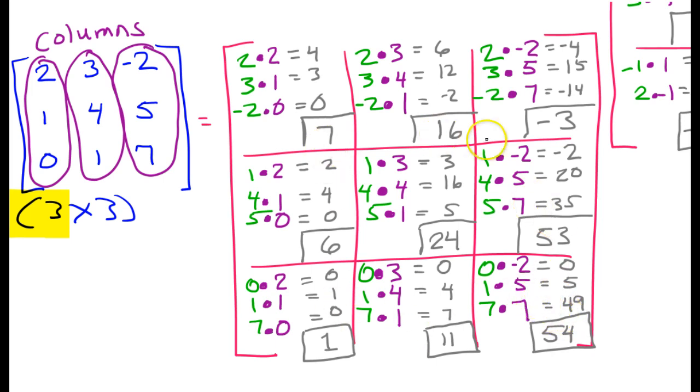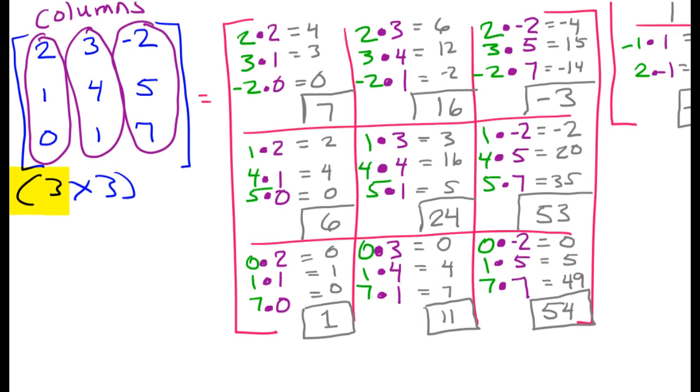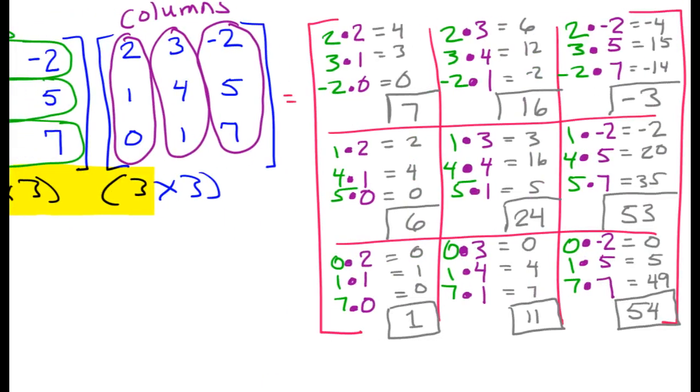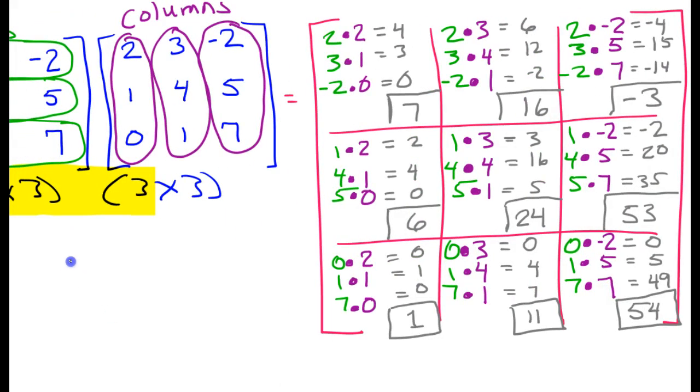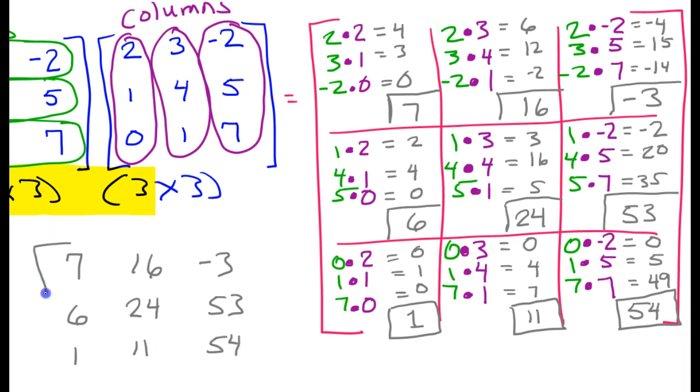So looking at these sums, you can see what the final answer is going to look like, which I will write over here. So the final answer should be 7, 16, negative 3, 6, 24, 53, and 1, 11, 54. This, my friends, is the final answer.